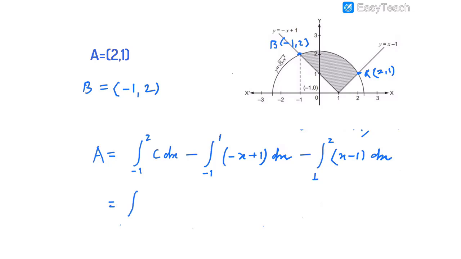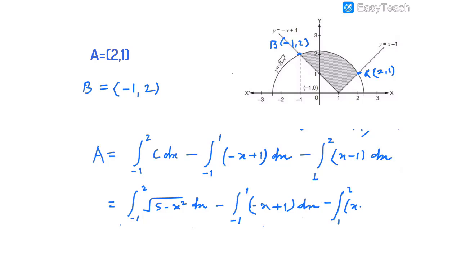So putting here the value of y from the circle, integration from minus 1 to 2, root of 5 minus x square dx, minus integration from minus 1 to 1 of minus x plus 1 dx, minus integration from 1 to 2 of x minus 1 dx. Now integrate these functions and we calculate the area.